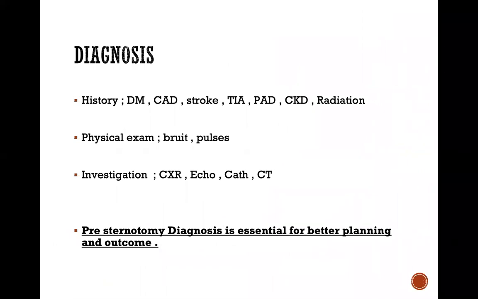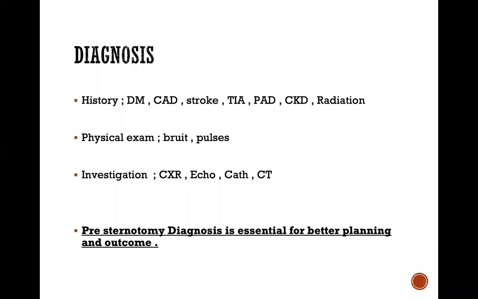As other risk factors, when you want to diagnose or suspect this entity or increased atherosclerotic burden, you have to ask about diabetes, coronary artery disease, stroke, TIA, peripheral vascular disease, chronic kidney disease, and radiation as well. For physical examination, you need to do a head-to-toe examination and check the pulses. Any deficits in that will give you a suspicion of peripheral vascular disease, and that may prompt you to do more investigation for those patients.